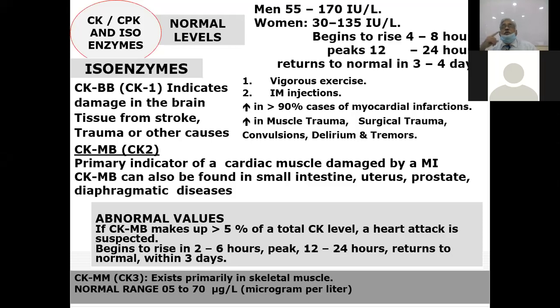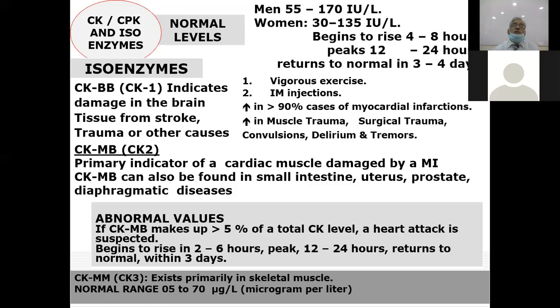The rise starts from 4 to 8 hours. The peak is achieved in 12 hours. The benefit of remembering this graph is that, for example, if the patient comes to you after 4 days, saying that he had pain 4 days ago, the concentration of CPK, the blood levels, will have become normal. So what is the fun in that?